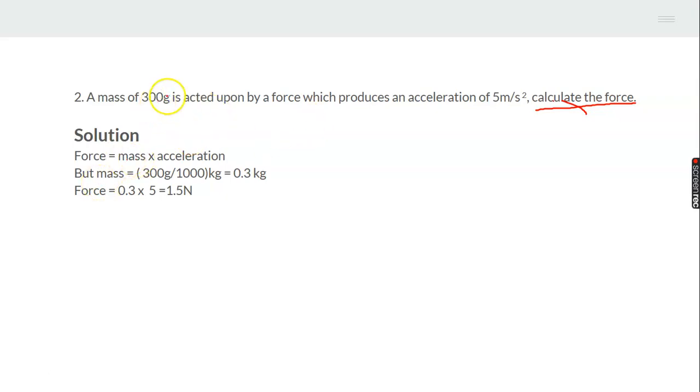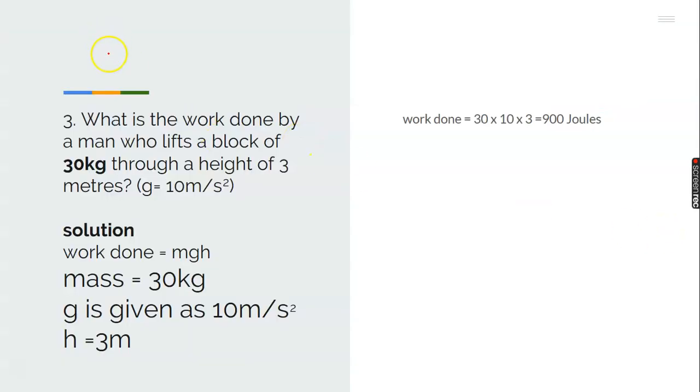So m stands for mass. Our standard metric measurement for mass should be kilogram. So you have to convert the gram to kilogram by dividing by 1,000. When you divide by 1,000, it gives you 0.3 kg. Then you multiply the mass, which is in kg now, times your acceleration, a. Don't forget the formula, F equals ma. So it will give us 1.5 Newton, which is the unit of force. Same thing with this last one.